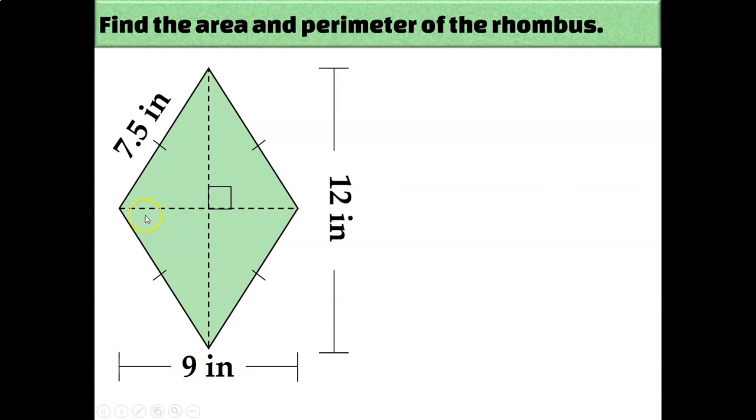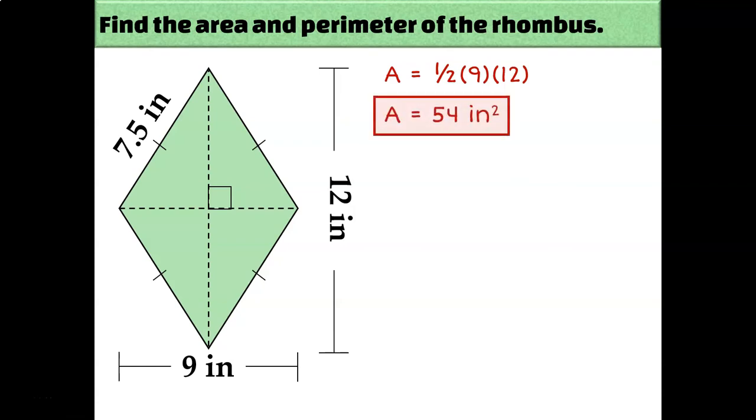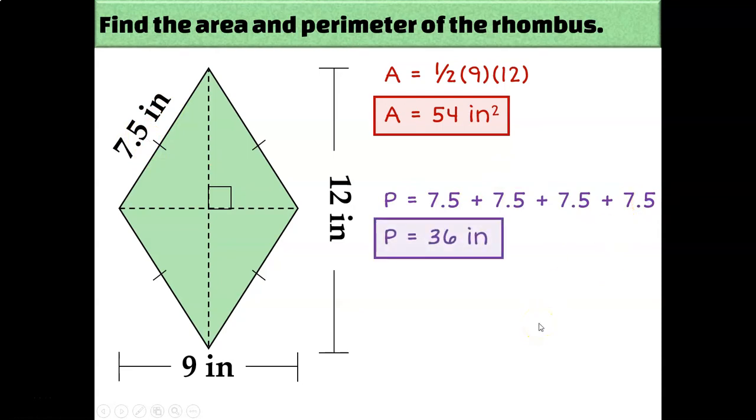So if you see lines like this outside of your shape, that's telling you how long each diagonal is. So one of my diagonals is 9 inches. The other diagonal is 12 inches. So my area is 1/2 times 9 times 12. And that's the same thing as all the triangles, again, because it's just half of a rectangle. And then the perimeter, well, remember that rhombuses have all 4 sides the same, so even though only one of my sides is labeled as 7.5, I can assume that all 4 of my sides are 7.5, so my perimeter is a total of 36 inches.